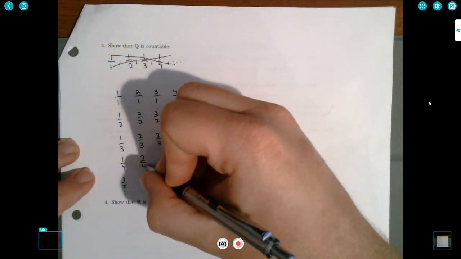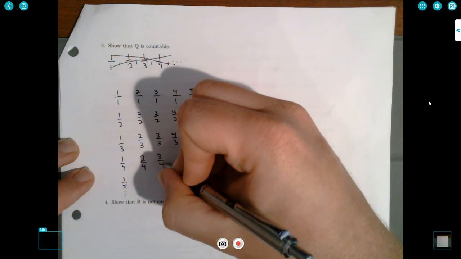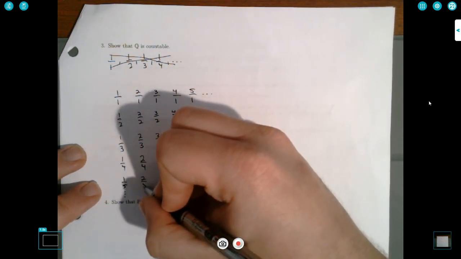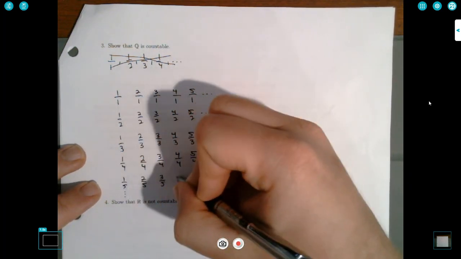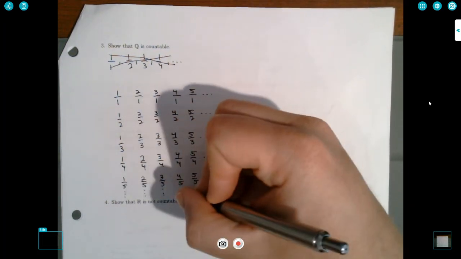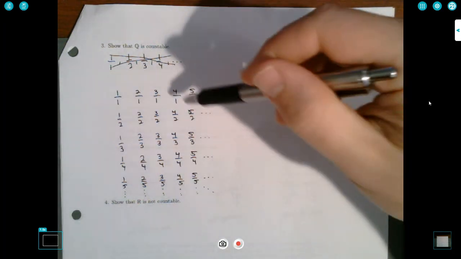Okay, hopefully you see how this is working. So 2 over 4, 3 over 4, 4 over 4, 5 over 4, and then 2 over 5, 3 over 5, 4 over 5, 5 over 5. Okay, and this thing is going to continue on and on and on, right, forever, in every direction. This chart contains all of the fractions on it, right?